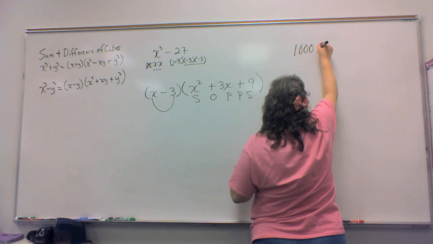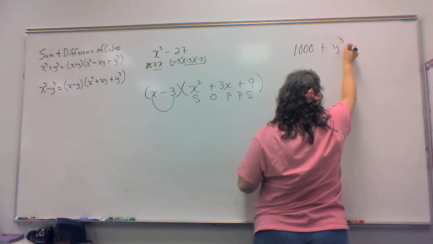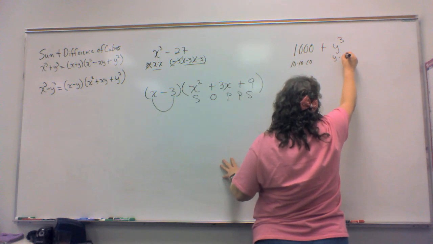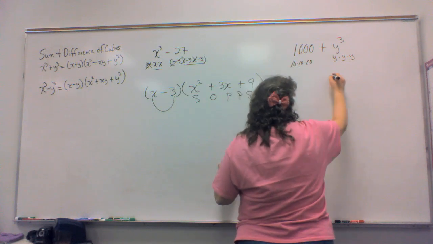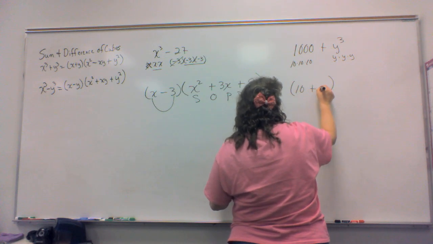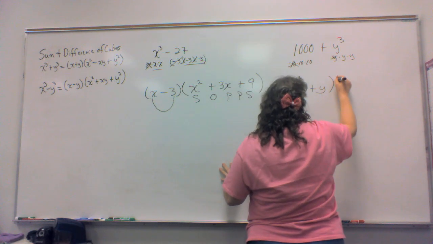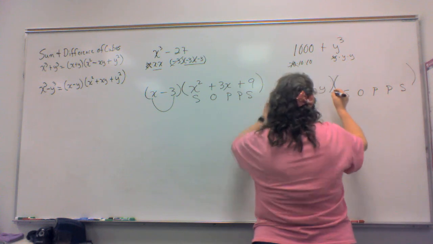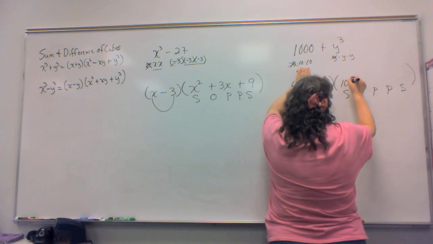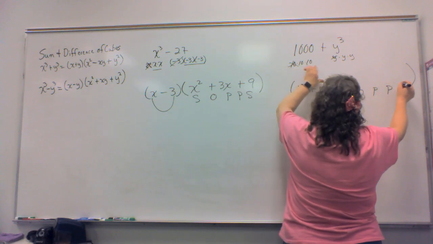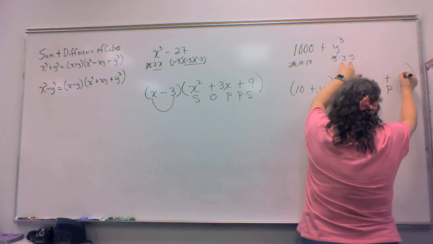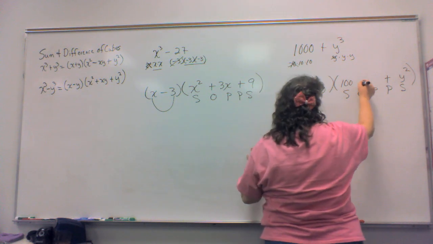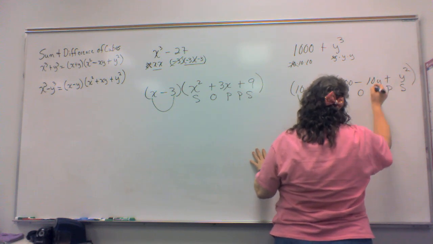1,000 plus y cubed. This is 10 times 10 times 10, y times y times y. Okay, our first, 10 plus y, and then SOPPS. 10 squared is 100, and then y squared, positive y squared, and then my opposite product, positive 10y, opposite would be negative 10y.